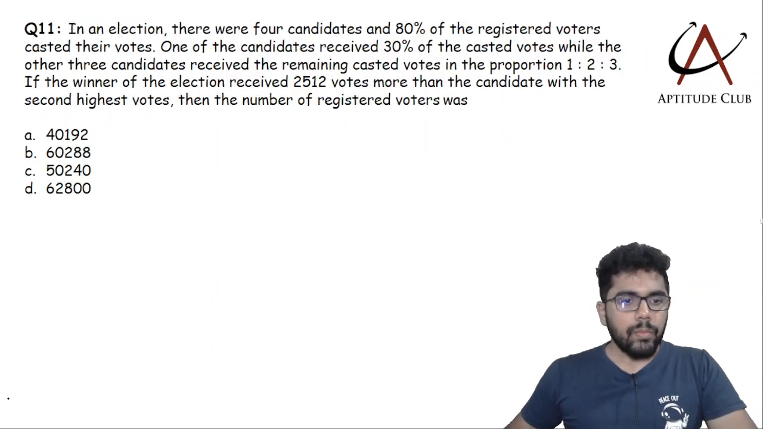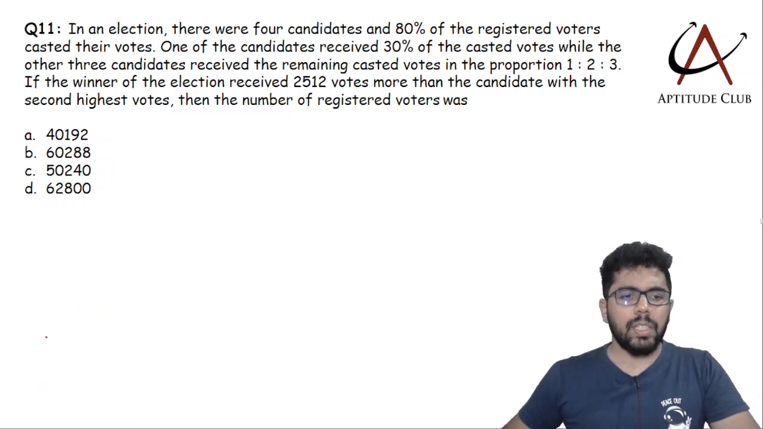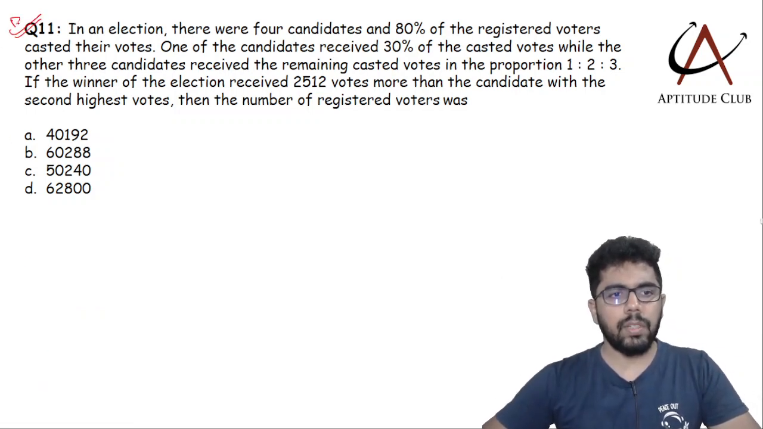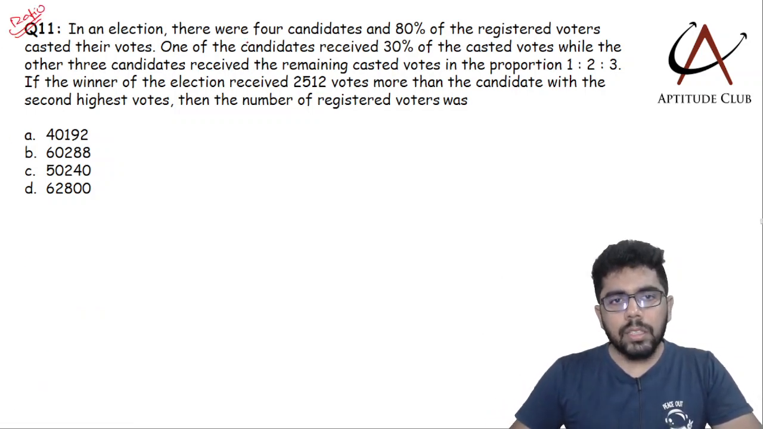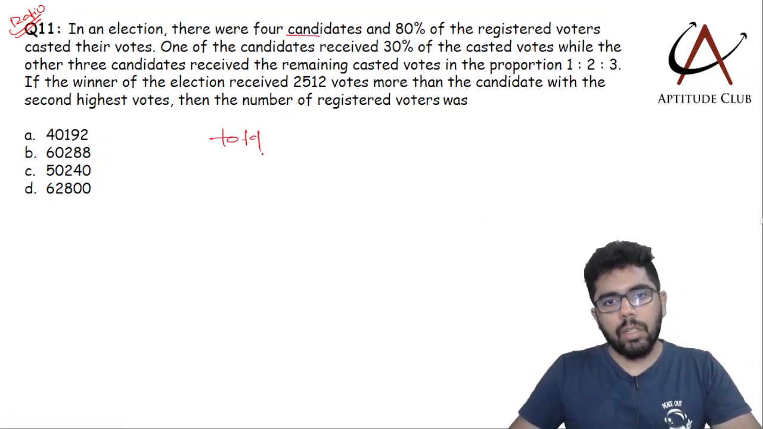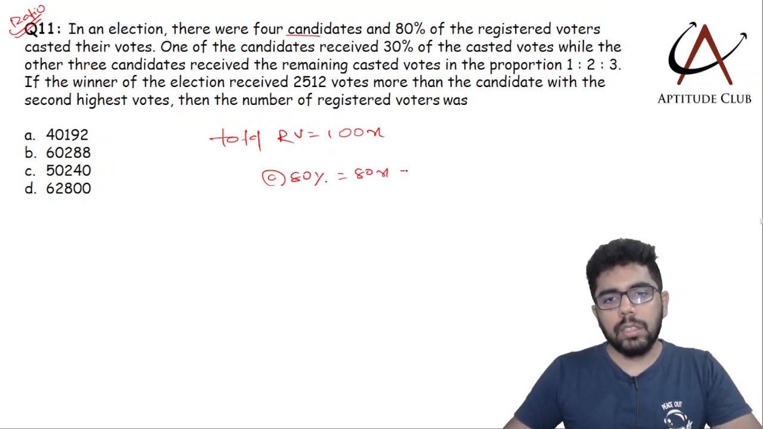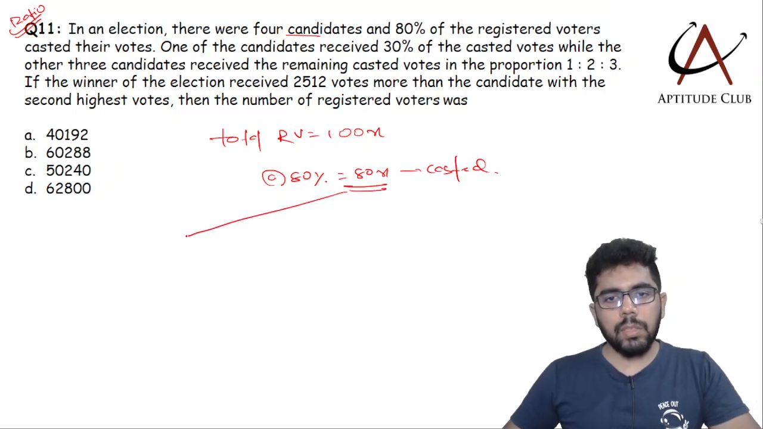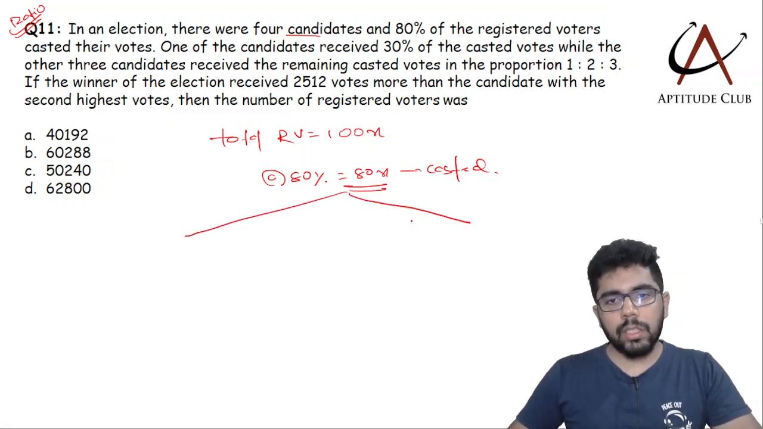Okay, let us come to this one. It's a very easy question on ratio. It just looks lengthy, very easy question. In an election, there were 4 candidates, and 80% of the registered voters casted their votes. The total registered voters, let us say, is 100x. 80% of that is 80x. These many people casted their votes, and these many votes were distributed between 4 candidates.